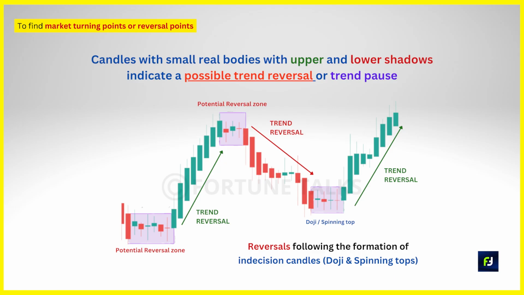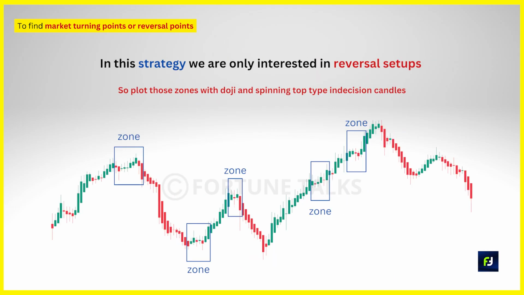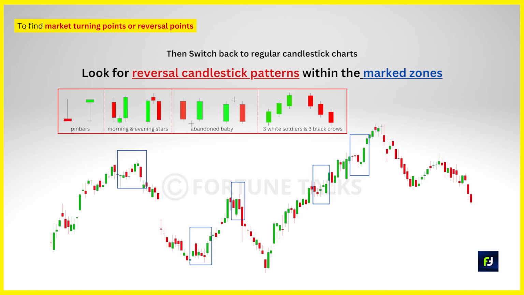But it is important to note that dojis and spinning tops can highlight zones of either possible reversal or continuation where we can look for potential trading opportunities. In this particular strategy, we are only interested in reversal setups, or in other words, we are not looking for a trend pause and continuation. So once we have identified a suitable zone, in the next step, we switch back to the standard candlestick chart and look for reversal candlestick patterns. These could be pin bars, morning or evening stars, abandoned baby patterns, etc., depending on the direction of trade that you are looking for.